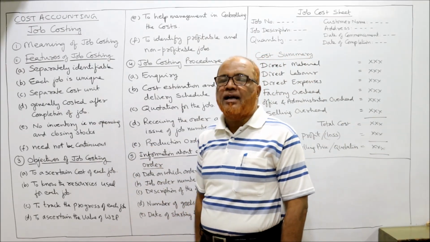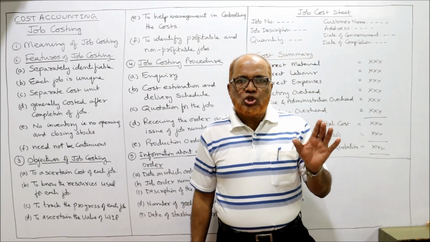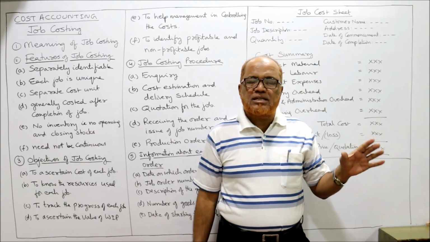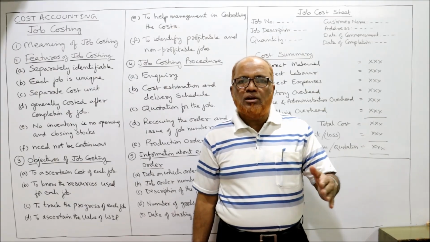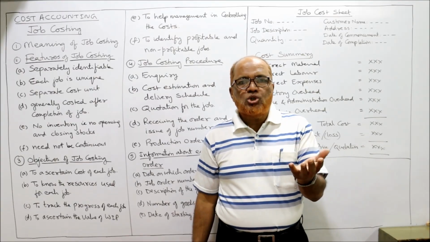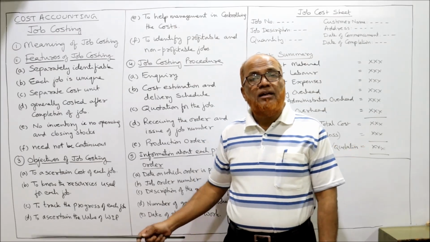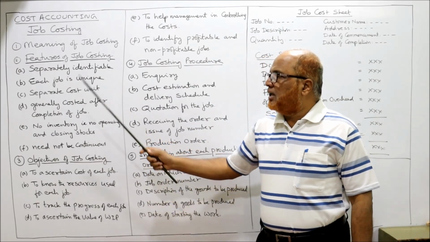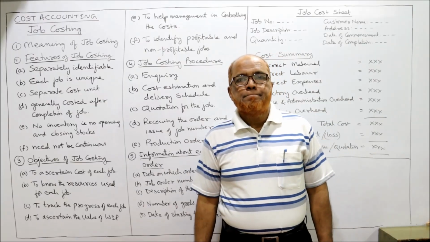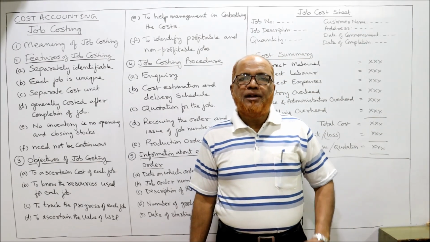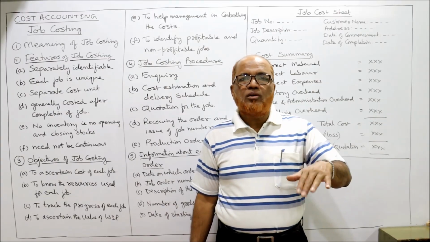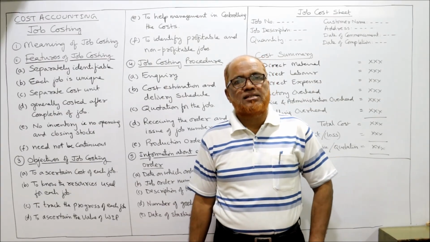First of all, separately identifiable. Each job is a separately identifiable job. The jobs are not continuously made, but each job will be a different job, identifiable separately. Then each job is a unique one. It is not necessary that all the jobs are alike. Different jobs are there which require different costing techniques.